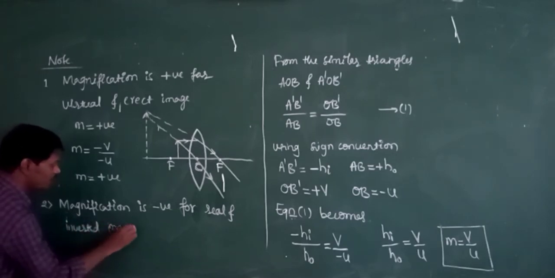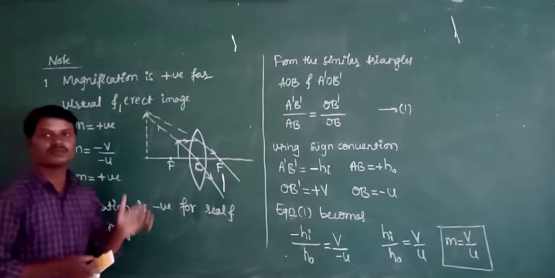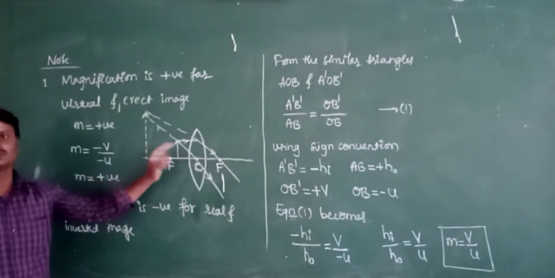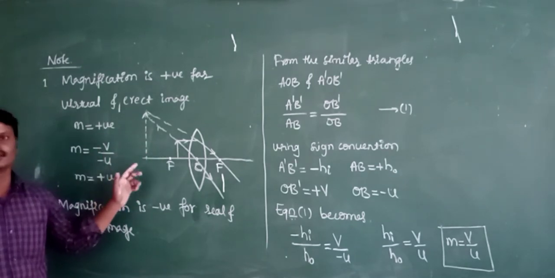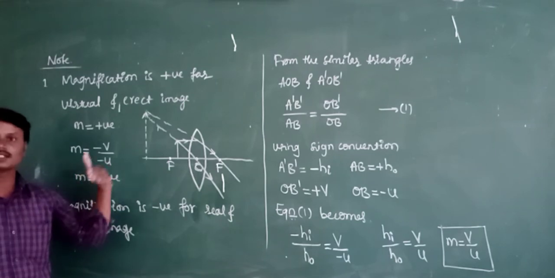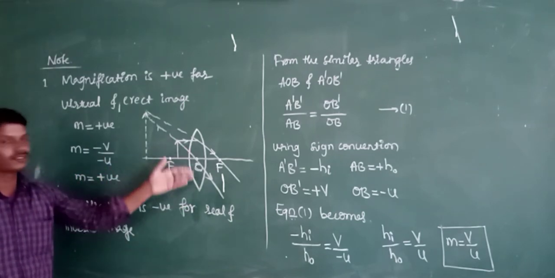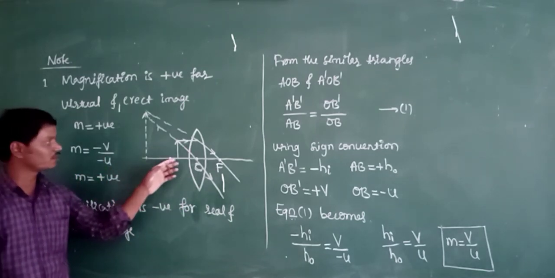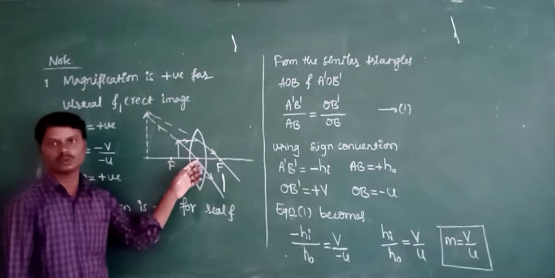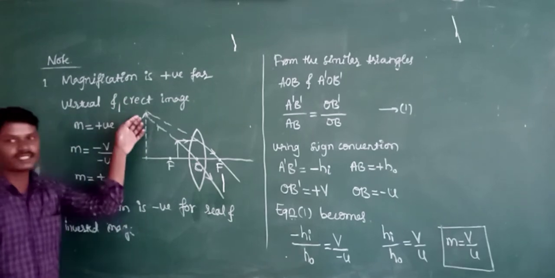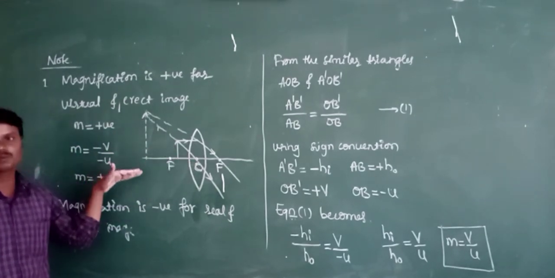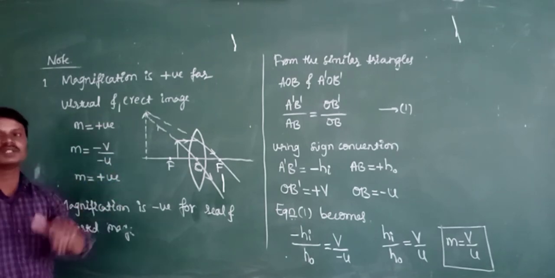And one more thing to remember here: in case of a concave lens, the magnification is always positive, because a concave lens forms a virtual and erect image. So that is why the magnification produced by a concave lens is always positive. But in case of a convex lens, the magnification is positive only when the object is between F and O. Then we will get a virtual and erect image. If the object distance is greater than the focal length, then we will get a real and inverted image.